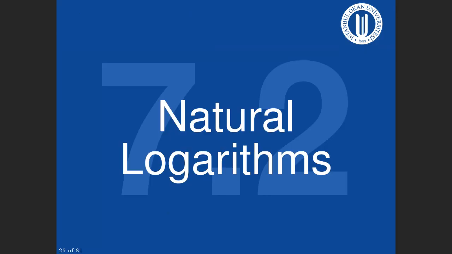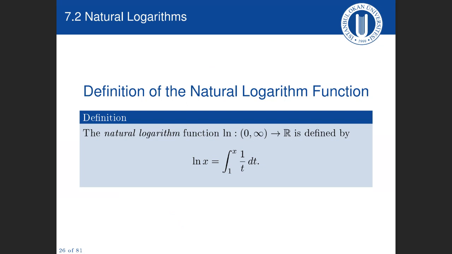Our second section for this week's lesson is about natural logarithms. I'll start with the definition of the natural logarithm. The natural logarithm is the function ln, which has domain the open interval from 0 to infinity, and target the real numbers. And it's defined using this formula. In this course, we're going to define it this way. Other mathematicians might define it using a different definition, but this is the one we're going to use.